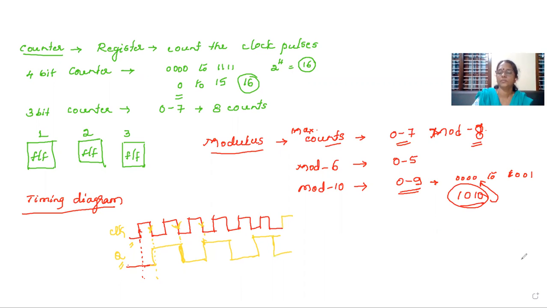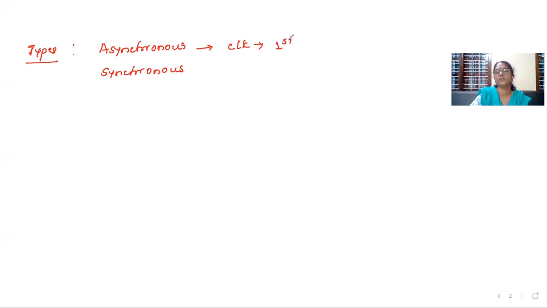What are the different types of counters? There are several types of counters. The first main classification is whether it is asynchronous or synchronous. This depends upon how we give the clock pulse to the counter. Asynchronous means the clock pulse is given to the first flip-flop, and for the rest of the flip-flops, the clock pulse comes from the output of the previous flip-flops.